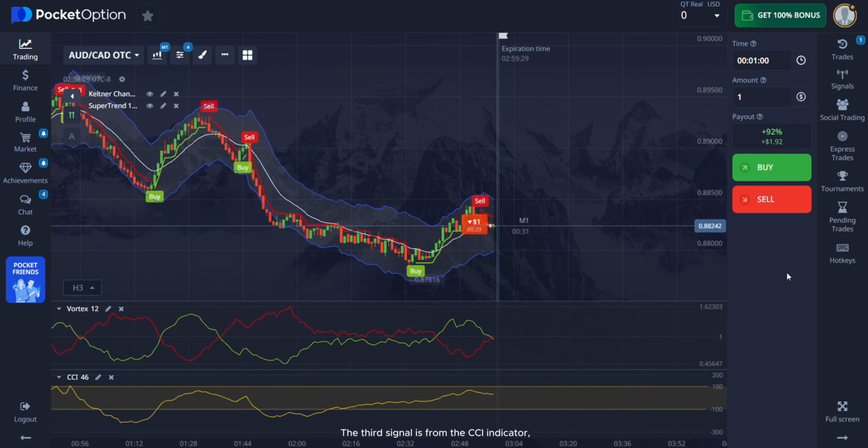The third signal is from the CCI indicator, which turned downward, not from overbought territory. Even though it wasn't in the overbought zone, it had previously reversed at this level. And to confirm this, the Vortex indicator shows a crossover. The red line crosses the green from below to above, which further confirms the seller's pressure. The confluence of signals gave me the confidence to enter a short position. And the result speaks for itself.